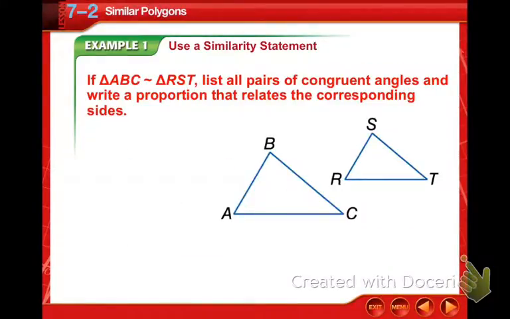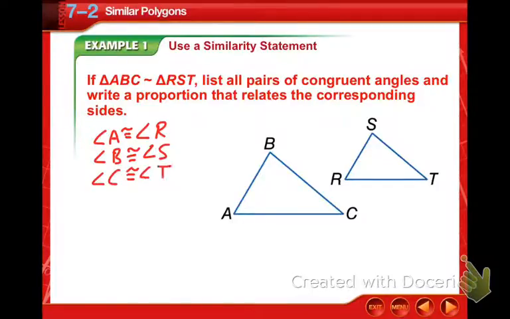So here we have two polygons, but really it's two triangles, right? Remembering back to doing this before, we know that they're similar. We want to list out all the congruent angles and a proportion that relates the corresponding sides. For the angles, it's pretty easy. Angle A is congruent to angle R. It's in the same location. Angle B is congruent to angle S. Again, same location. And angle C is congruent to angle T. So there are our three angle congruence statements.